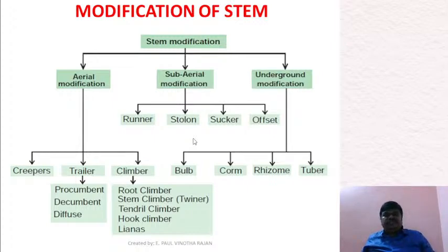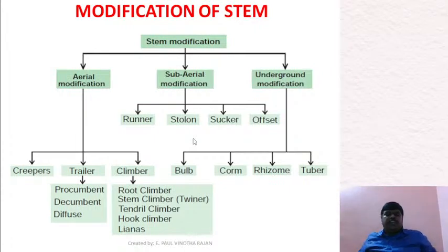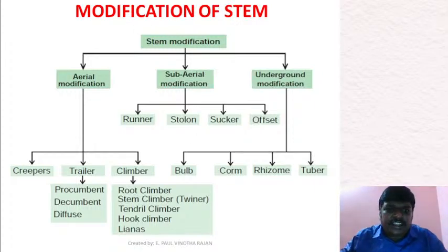On the ground. Children, understand 3 types of modifications. Aerial modifications. Aerial means above the ground modifications, it will be there. Subaerial means on the ground. Underground means under the ground. So 3 types of modifications we can see in the case of stems: aerial modifications, subaerial modifications, underground modifications. These are the 3 types of modifications.